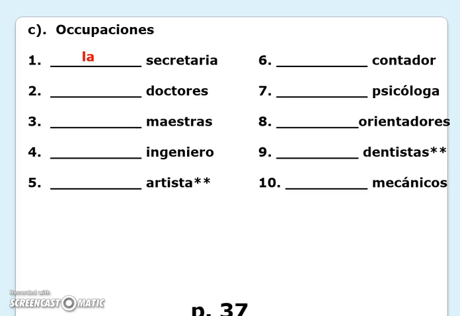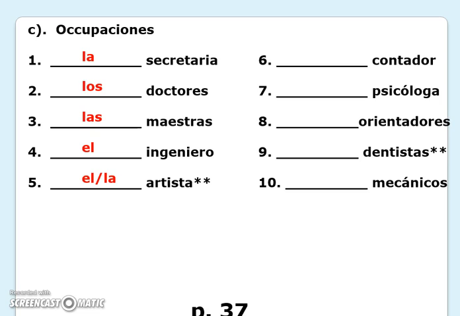Number 1, la secretaria, both end in an A. Los doctores, both are masculine plural. Las maestras, both are feminine plural and end in AS. El ingeniero, the engineer, masculine singular.